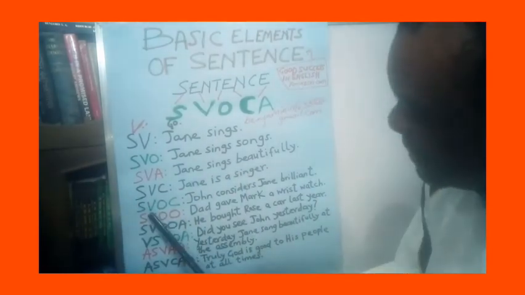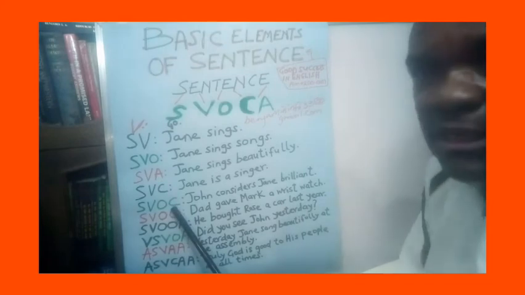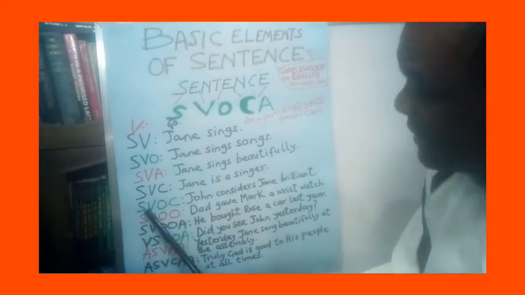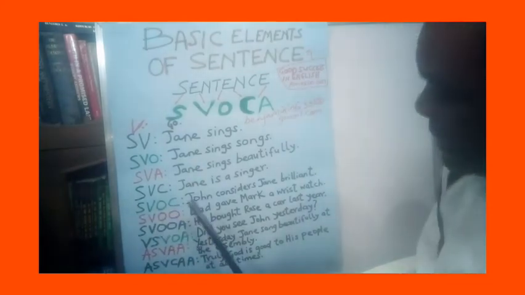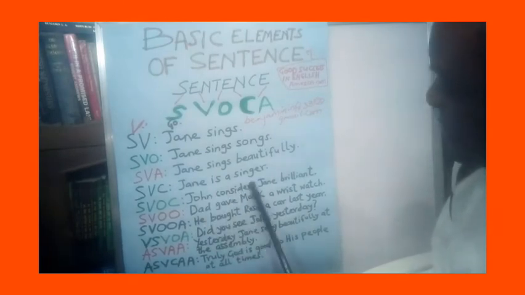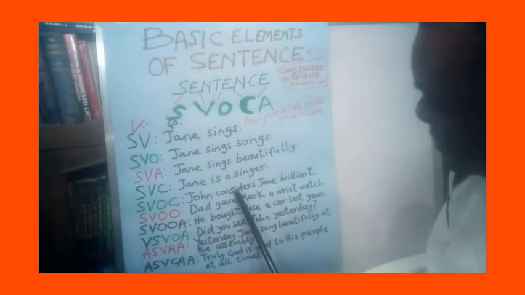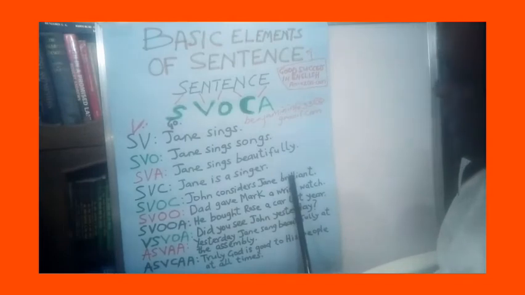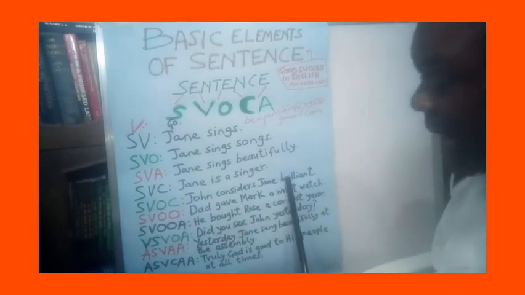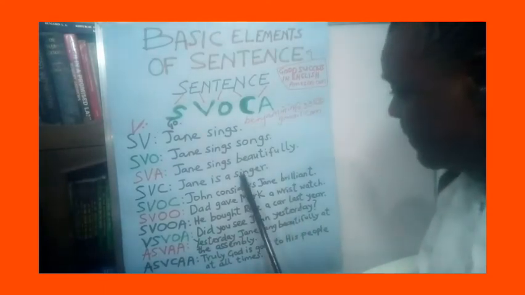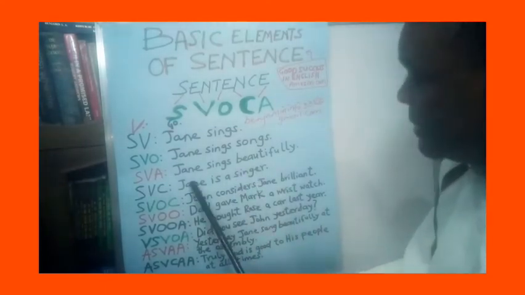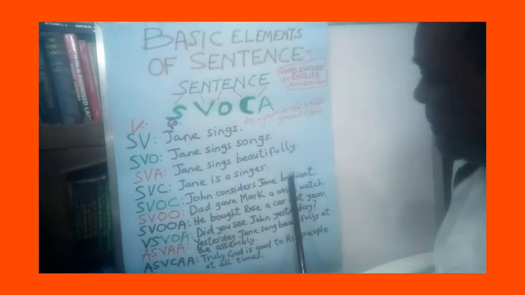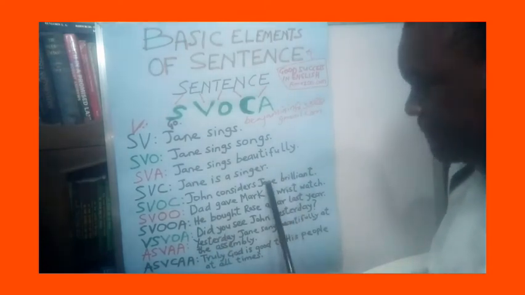The next structure is SVOC structure, subject, verb, object, complement. And the example is John considers Jane brilliant. John is the subject, considers is the verb, Jane is the object, and brilliant is the complement. The complement here is a different type of complement. While the previous complement is a complement of the subject, this complement is a complement of the object.